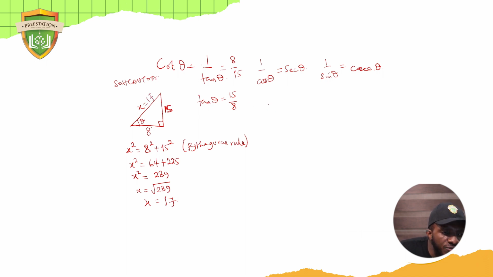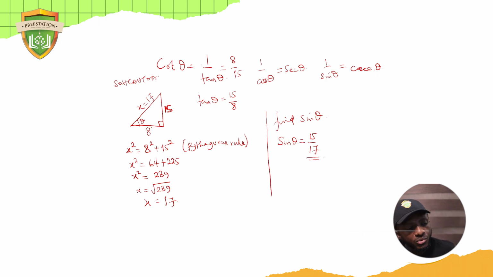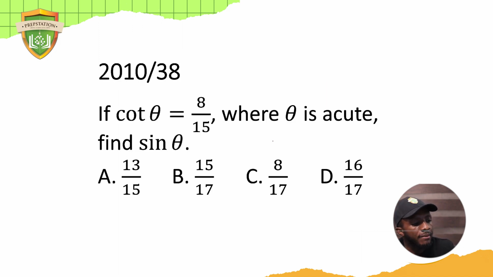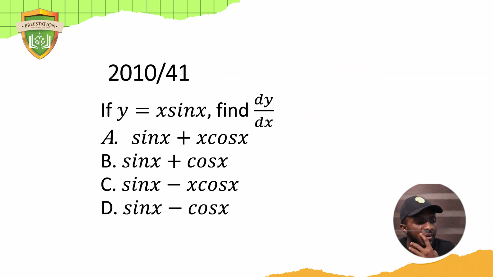Now the question says we should find sine theta. From your SOHCAHTOA, sine is opposite over hypotenuse. So the opposite is 15, hypotenuse is 17. So sine theta is 15 over 17. That is the answer to the question. So the correct answer there is B, 15 over 17. That is sine theta. Well, we're gradually coming to the end of the class.